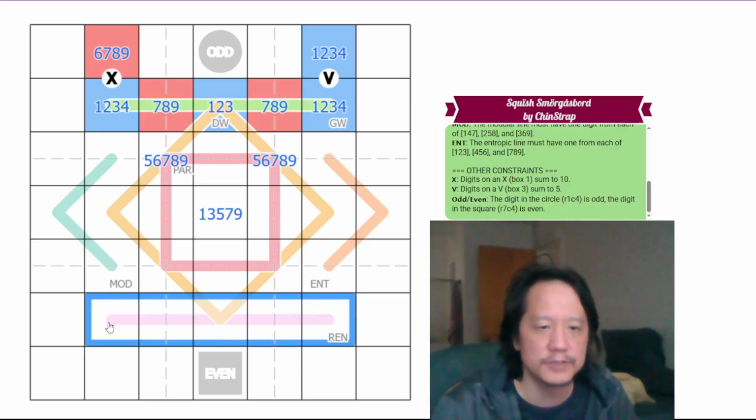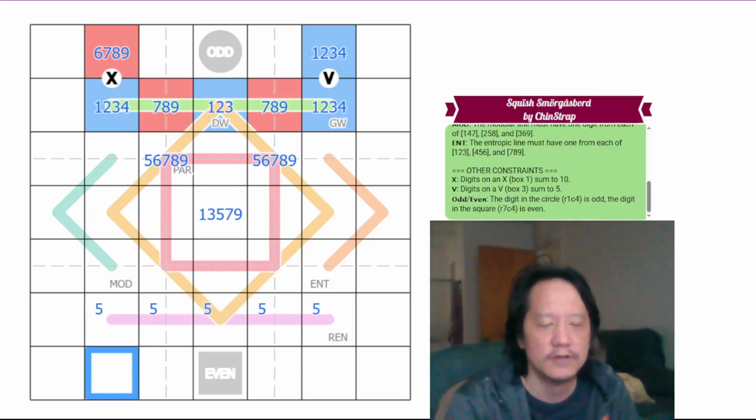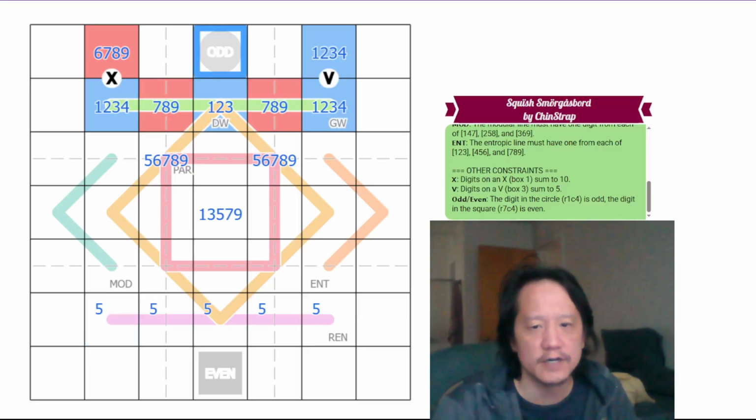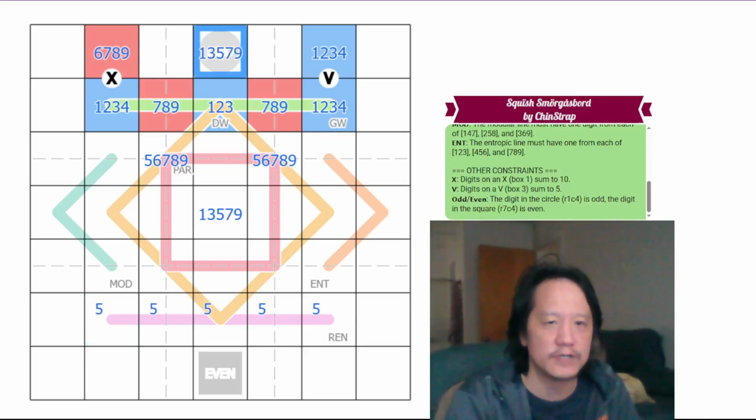We are guaranteed on this Renban line a 5. So one of these is 5. This is odd, so this must be 1, 3, 5, 7, or 9. This is even, so this is 2, 4, 6, 8.